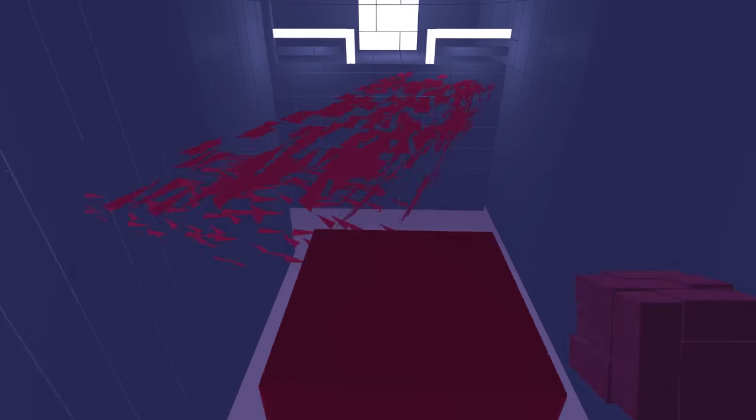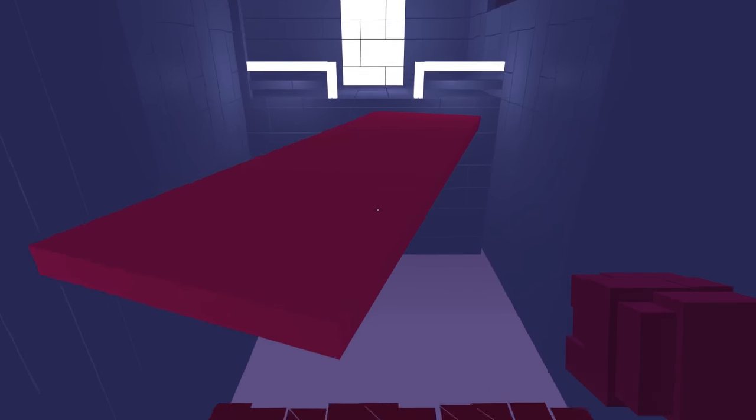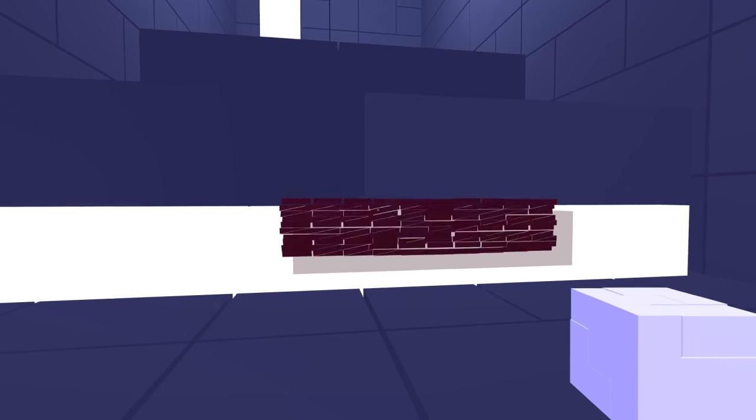Ow. It does work better if I jump. Sweet. Nailed it. I've always been the king of spacebar jumping. I don't know if you never noticed that before. I've never had problems hitting a spacebar to jump. Ever.